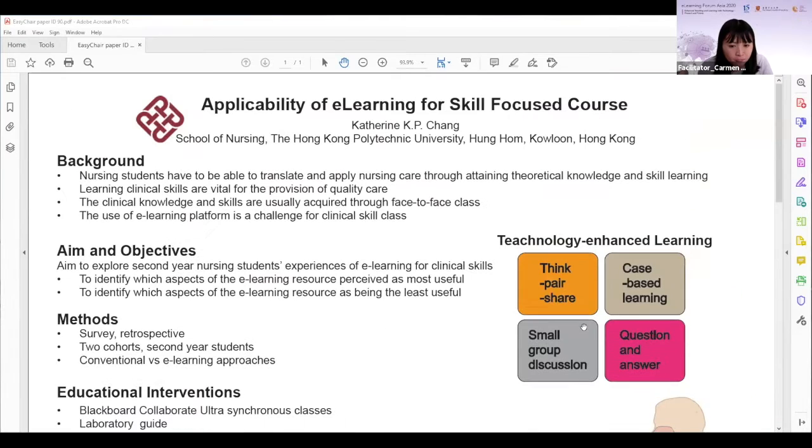So I would like to share my PDF file. Okay, good afternoon. Thank you for your time to stay for the e-poster presentation. I'm Katherine Chan from PolyU, and I would like to share on the topic of applicability of e-learning for skill-focused course.